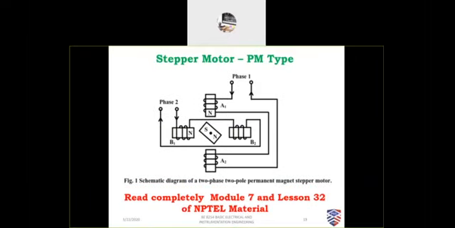Okay, this is the two phase, two pole. So there are two phases: A1, A2 is one phase, B1, B2 is another phase. So it is a two phase, two pole permanent magnet stepper motor, or sometimes called a step motor. You read completely module 7, lesson 32 of the NPTEL material. You can understand it, but now you take this.